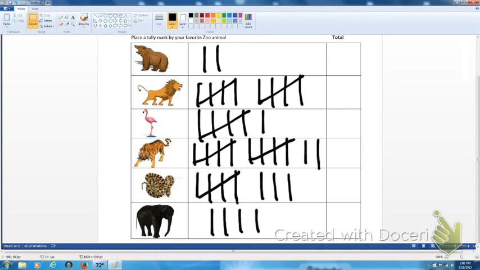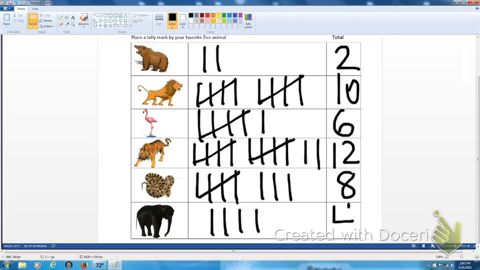Now that we have collected the tallies, we can easily add up the total. So we could see that it was 2. We could count by 5s, and the lion had 5, 10. The flamingo had 5 plus 1, which equals 6. The tiger had 5, 10, 11, 12. The snake had 5, 6, 7, 8. And last but not least, the elephant had a total of 4.